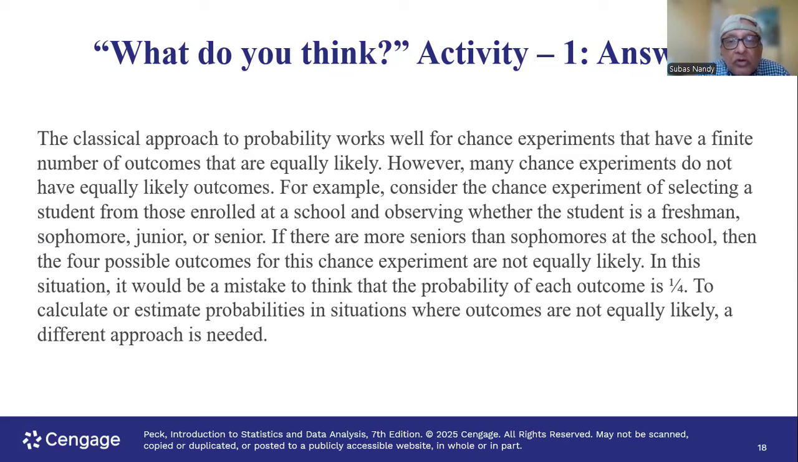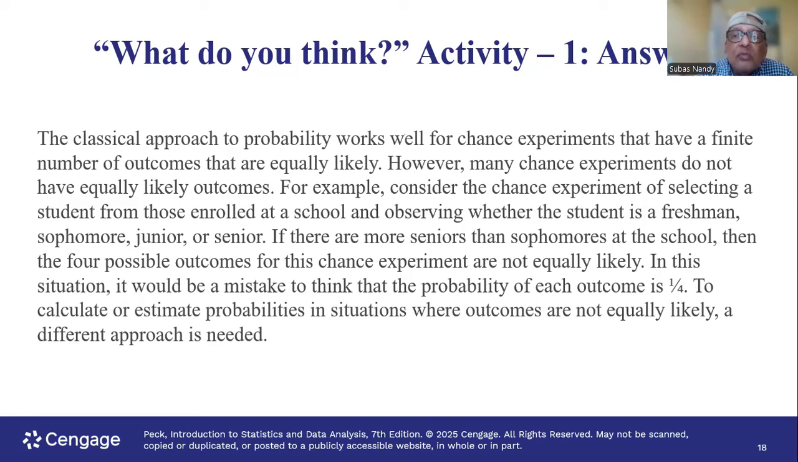The classical approach to probability works well for chance experiments that have a finite number of outcomes that are equally likely. However, many chance experiments do not have equally likely outcomes. Equally likely outcomes, you understand? Equal chance of happening. For example, consider the experiment of selecting a student from those enrolled at a school and observing whether the student is a freshman, sophomore, junior, or senior. If there are more seniors than sophomores at the school, then the four possible outcomes for this chance experiment are not equally likely. Like we discussed before, the number of students in each class is most likely not going to be equal.